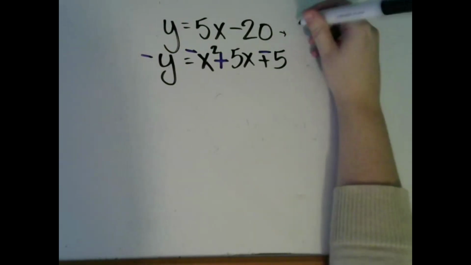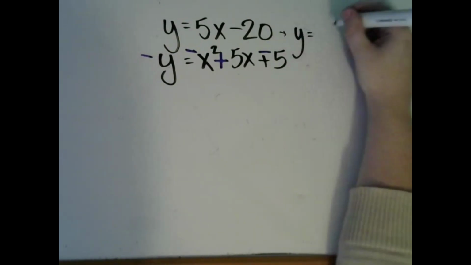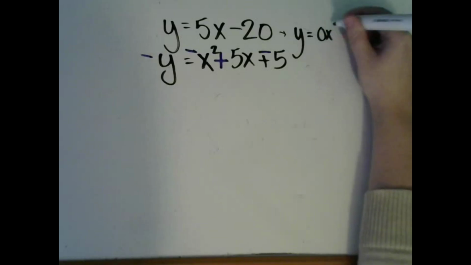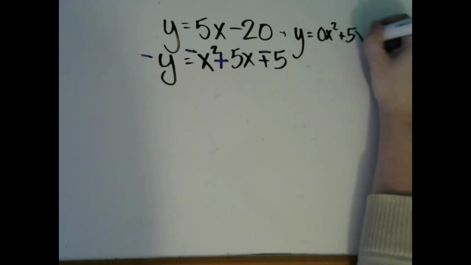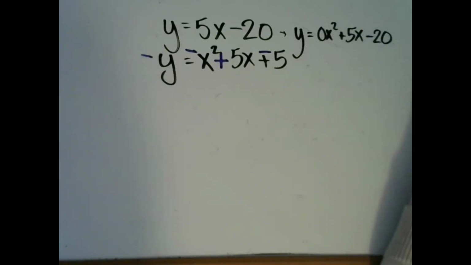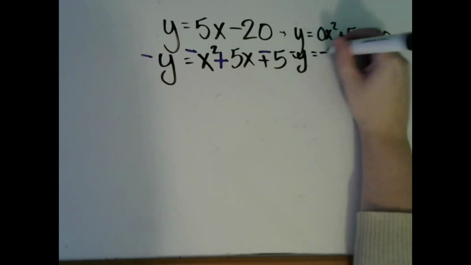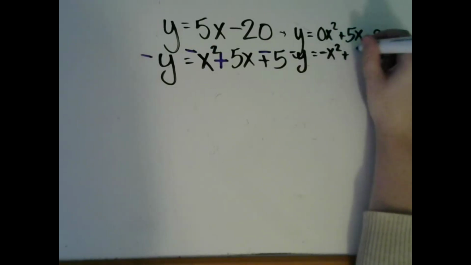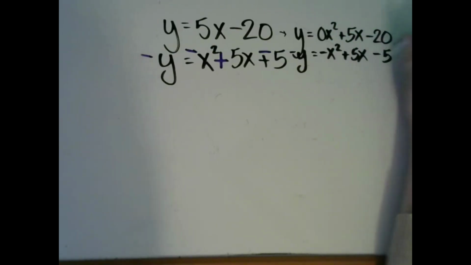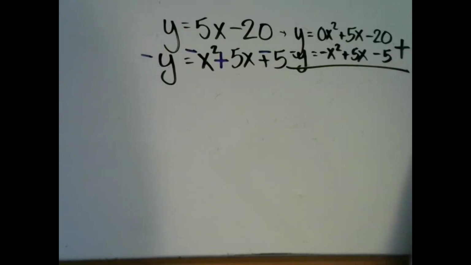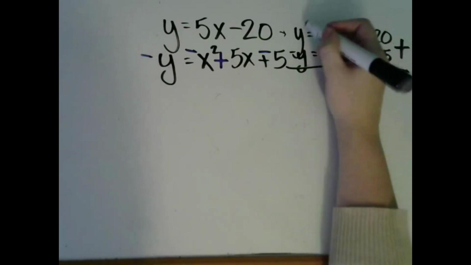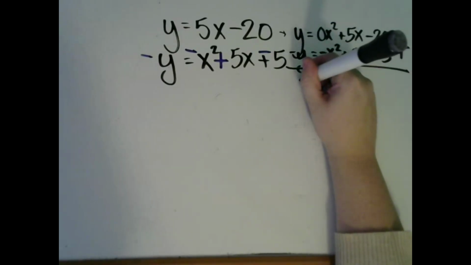And then these terms don't line up, so I want to rewrite this system off to the side. y equals 0x squared plus 5x minus 20. And underneath, negative y is equal to negative x squared plus 5x minus 5. Add the equations together. The y's will eliminate, which is the point of elimination.